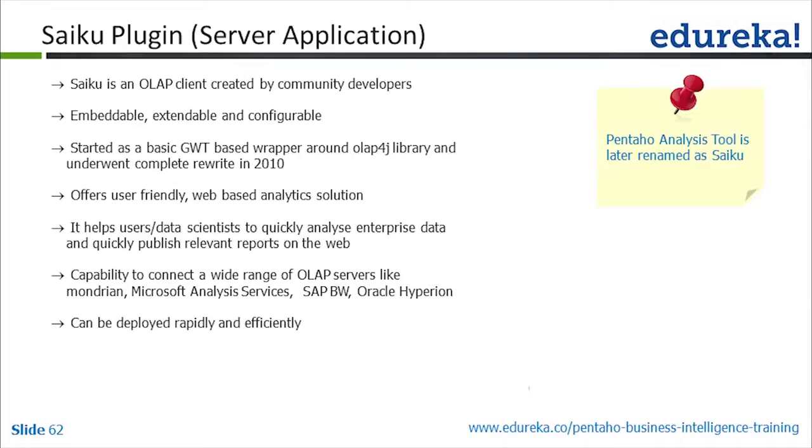So it's more user-friendly. As I was saying, in ad hoc reporting you have on the left side all your fact tables and dimension tables listed with columns. You can drag and drop on the right side, which is available for the creation of the report. It has the capability to connect to a wide range of OLAP servers like Mondrian. Yes, you can connect to the cube which you have designed and build a report on top of that. It can be deployed rapidly and efficiently. It is easy to deploy.